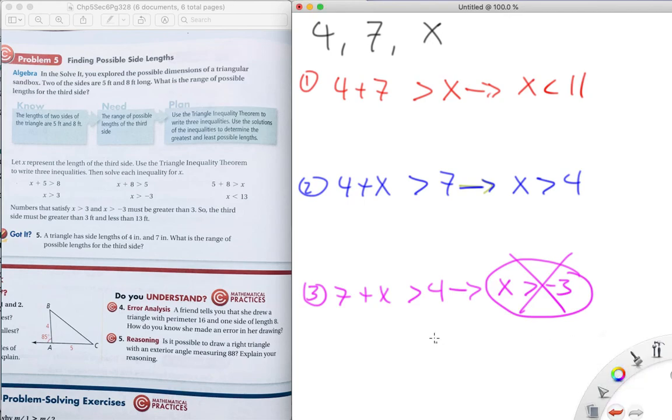X is less than 11 and X is greater than 4. That's the number that my guys can be. And it can be anything in between. 5, 6, 7, 8, 9, 10, 10.4, 10.3, 5.6. Any number in between 4 and 11 is what X can be to make this work as a triangle.